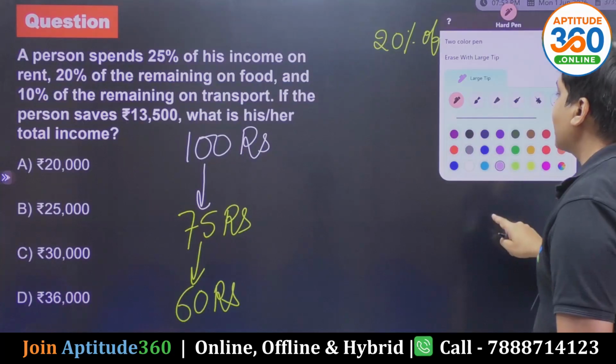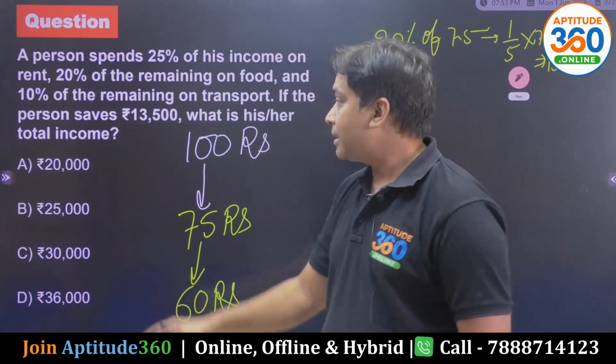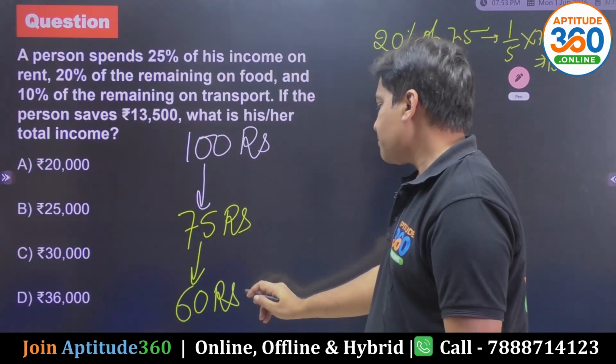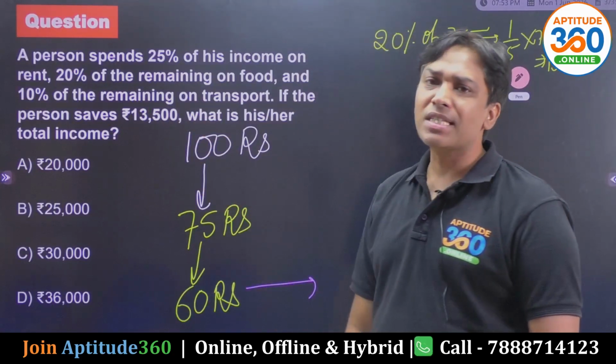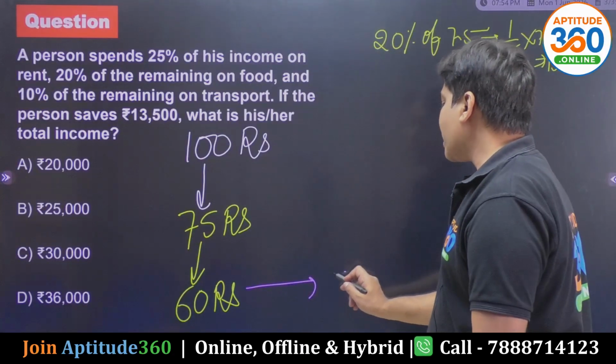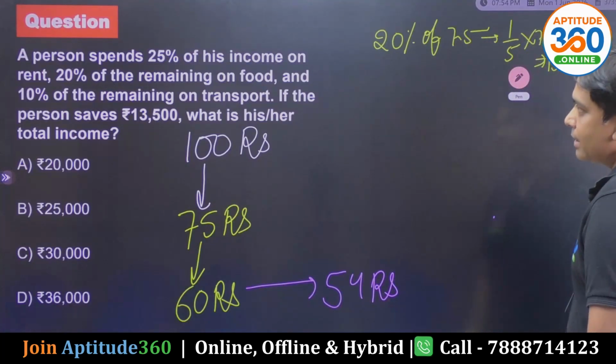Read it again. The problem says 10% of the remaining is being spent on transport. Okay. So 10% is gone. What is 10% of 60? 10% of 60 will be 6 rupees. 6 rupees is gone. So what are we having? 54 rupees. Now have a look at it.